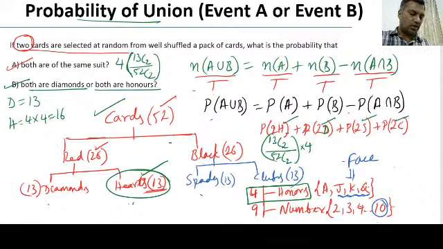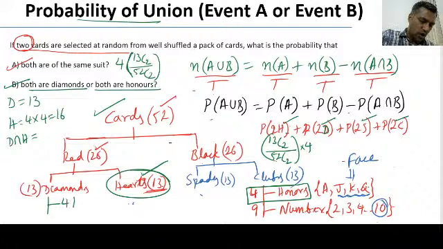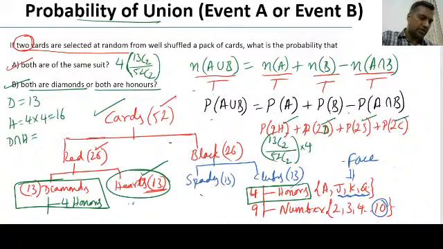Each suit has 4 honors cards, and there are 4 such suits. Therefore, 4 into 4, 16. Then, how many diamond as well as honors cards are there? Double counting. It is in the diamond as well as in the honors. There are 4 honors cards under diamonds as well. Therefore, these 4 cards are counted under honors cards also, and these 4 cards are counted under diamond cards also.